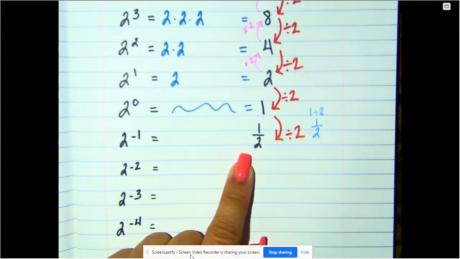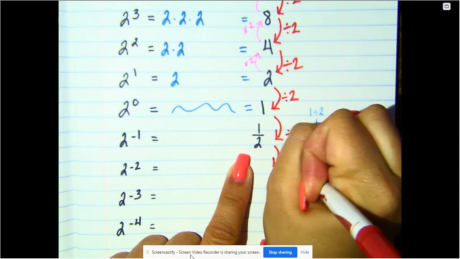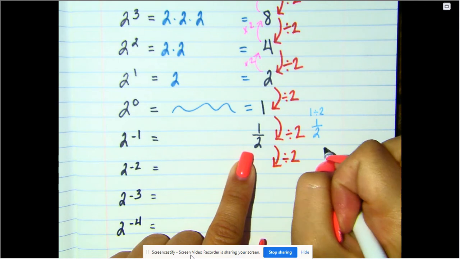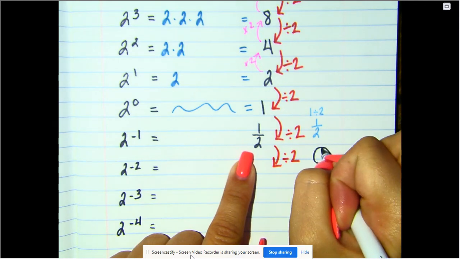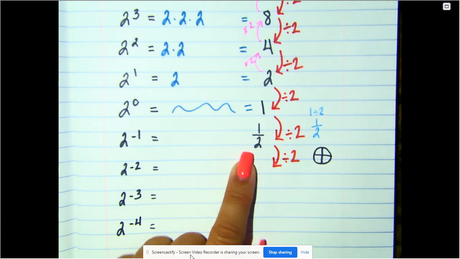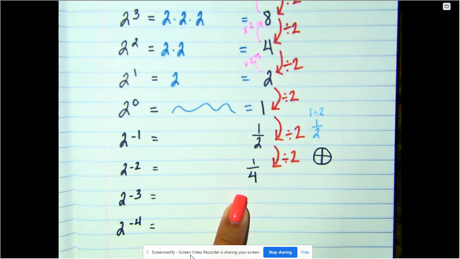Now, as I divide by 2 again, I'm going to cut the half into a half. Again, you have a half. Now I'm going to split that in half. So now I have fourths. So let's just put 1 over 4.